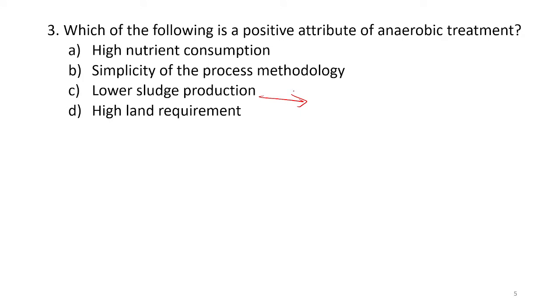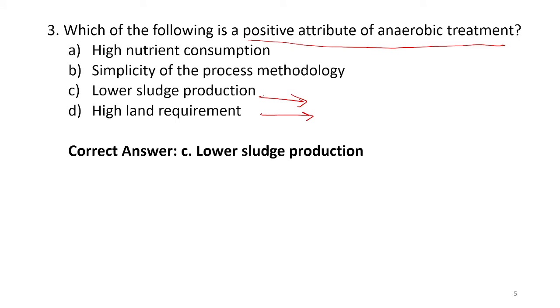The question is positive attribute of anaerobic treatment. C, madam. C. Okay. C and D. Okay. So let us see the answer. The answer is option C, lower sludge production. So let us see the options one by one.